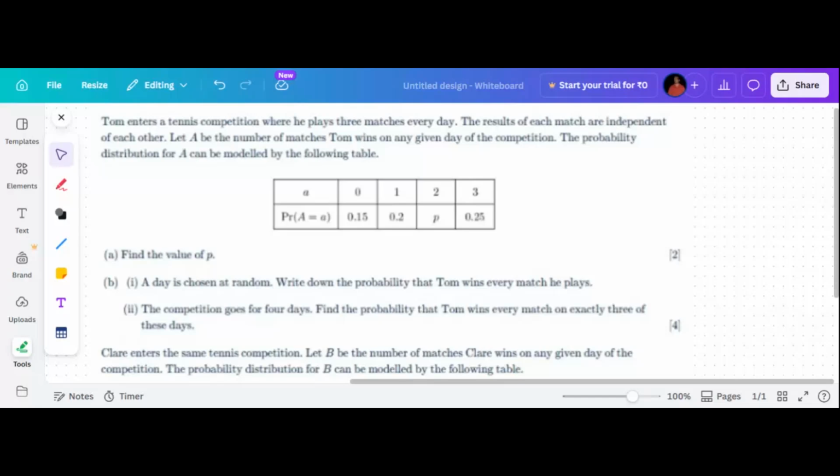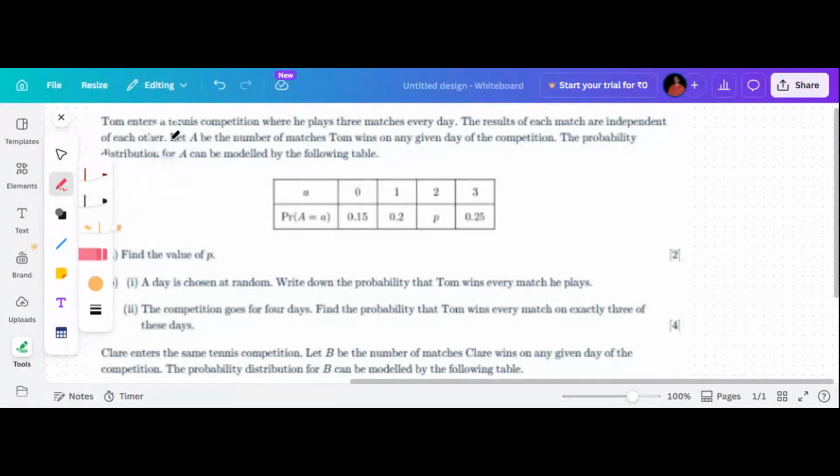Okay, hi. This is a question. Tom enters a tennis competition where he plays three matches every day. The results of each match are independent of each other. Let A be the number of matches Tom wins on any given day. So A is our variable.